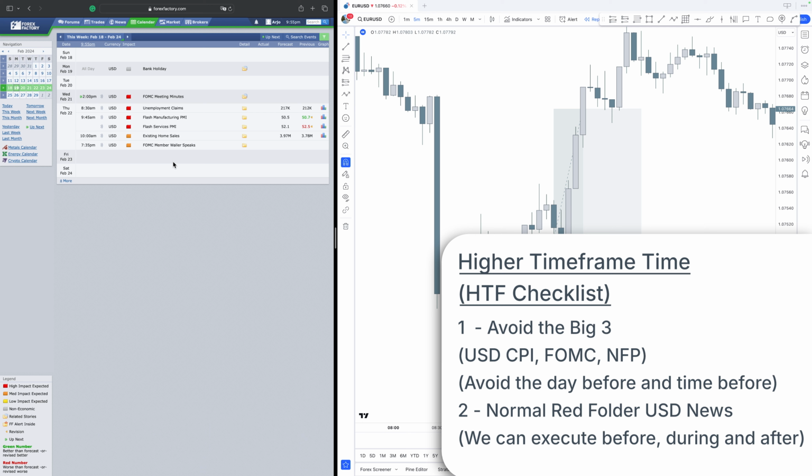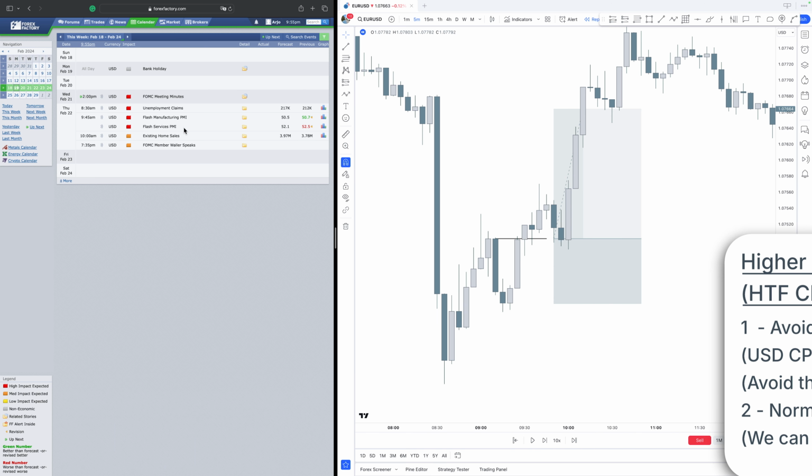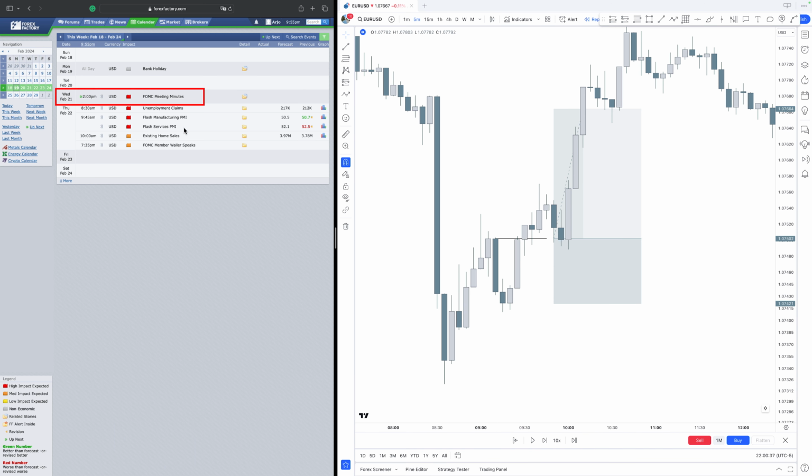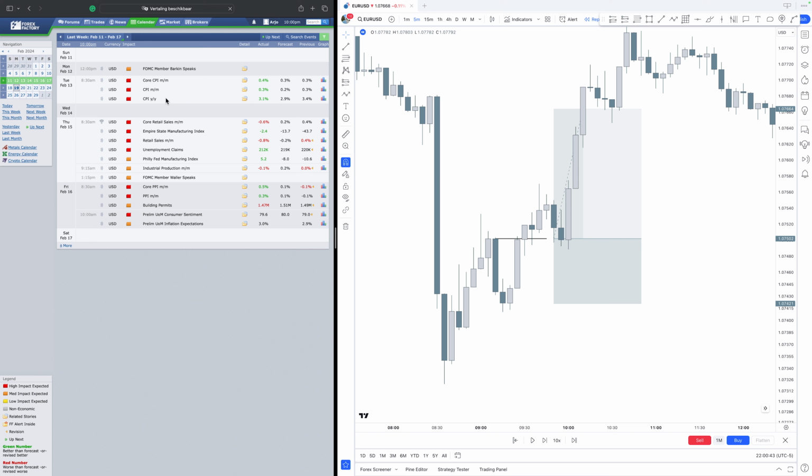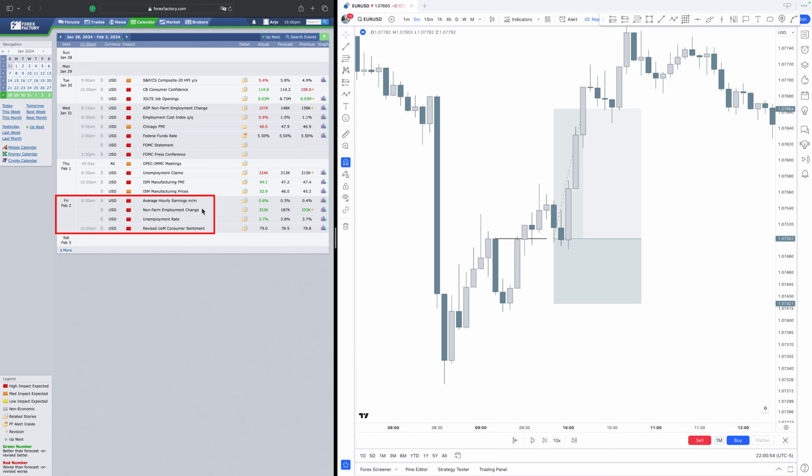Besides the big 3, if we have red folder US dollar news, like we're seeing on this Thursday right there, that is perfectly fine to trade. That's perfectly fine to execute before, during, or after that news release. And when I refer to FOMC, I refer to FOMC meeting minutes right there. When I refer to CPI, I refer to CPI right there, US dollar. And when I refer to NFP, I refer to non-farm employment change right there.